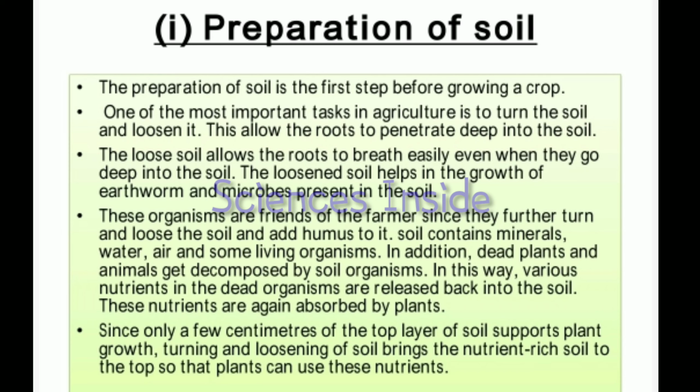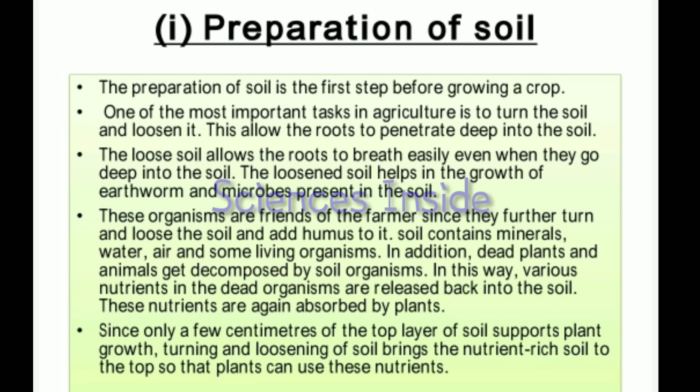Preparation of soil. Soil is the medium in which plants grow and derive water and minerals from. Therefore, maintaining soil quality and fertility is crucial for a good crop. The preparation of soil is the first step before growing a crop. One of the most important tasks in agriculture is to turn the soil and loosen it. This allows the roots to penetrate deep into the soil. The loose soil allows the roots to breathe easily, even when they go deep into the soil.